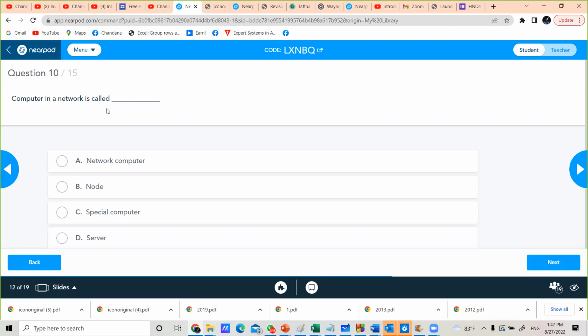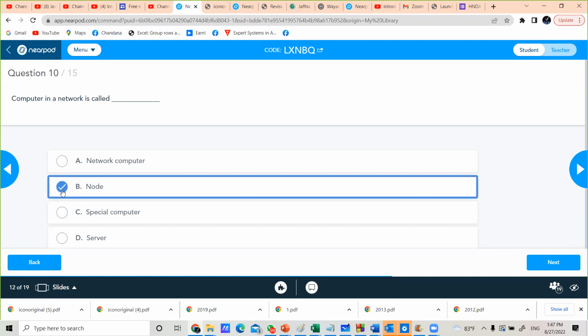Computer in a network is called. They are giving some names for the devices in the network. Normally, devices in the network, computers in a network, are called nodes. Node, not network computer, and not a special computer like a server. The meaning of server is something else, and later I will give the idea of the server also.